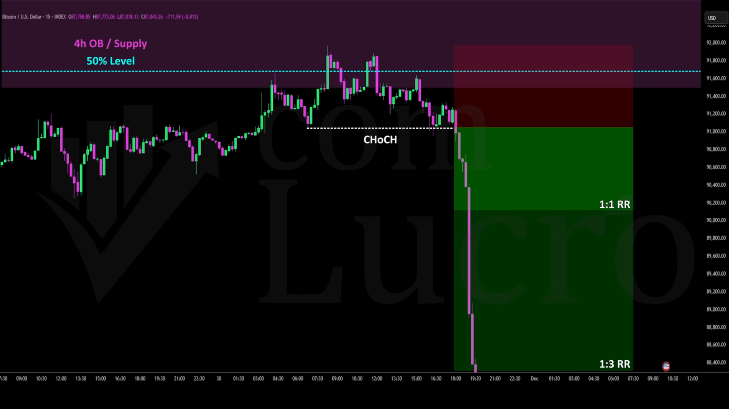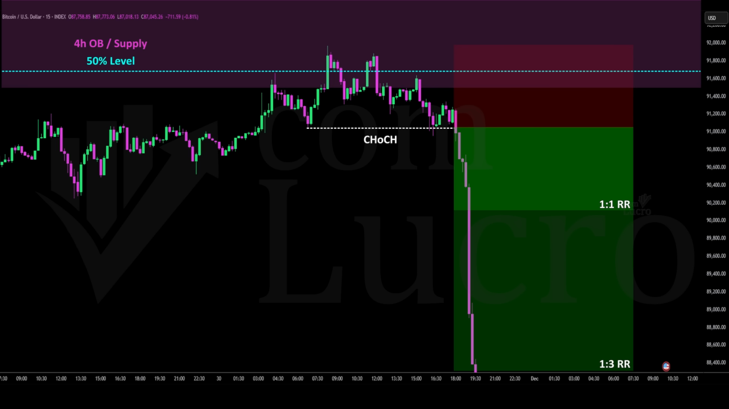The key difference with this approach is the stop loss placement. Instead of positioning the stop above the higher time frame swing high, we place it above the most recent swing high on the 15-minute chart. This creates a much tighter stop loss, reducing the overall risk on the trade. Because the stop loss is smaller, we can target a larger reward relative to the risk.